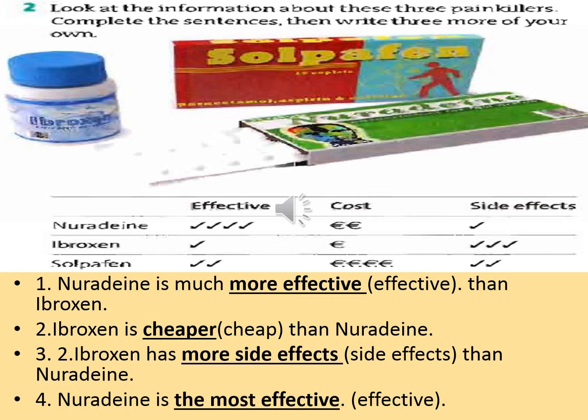Number 1. Neurodine is much blank effective than ibuprofen. Effective becomes more effective.